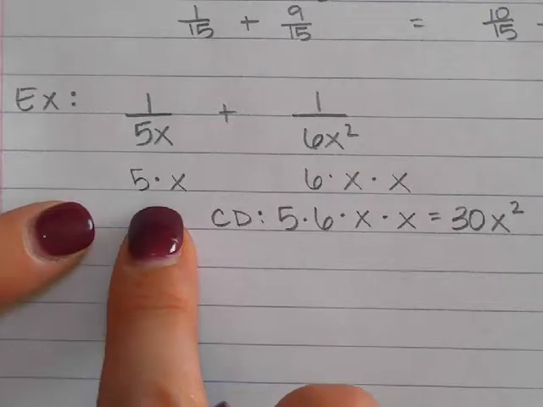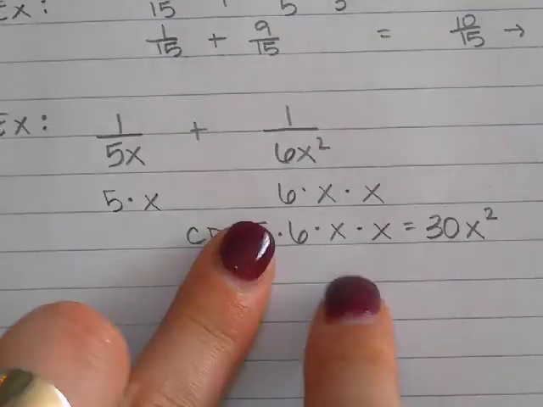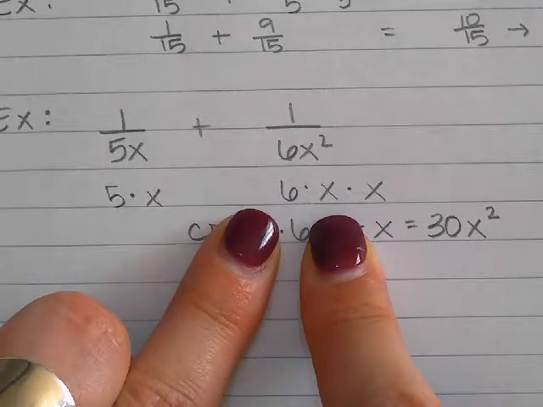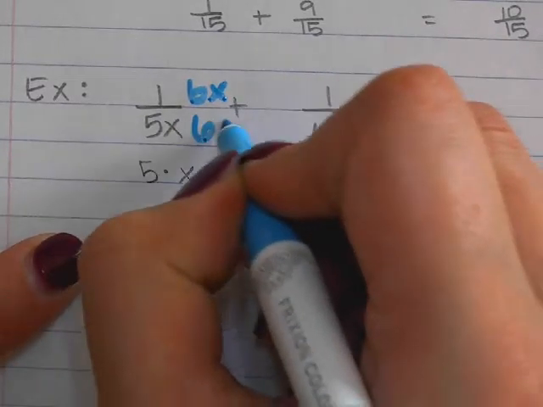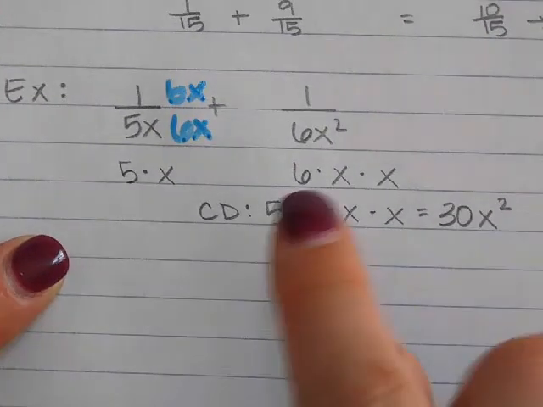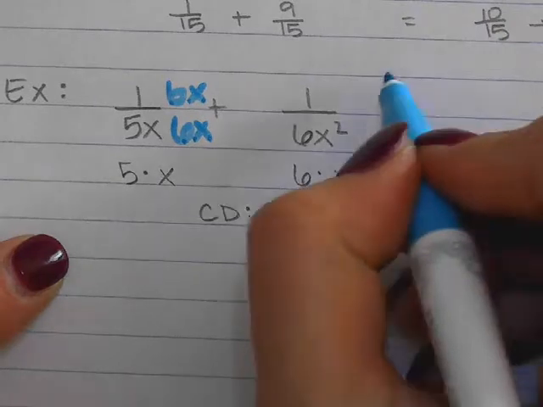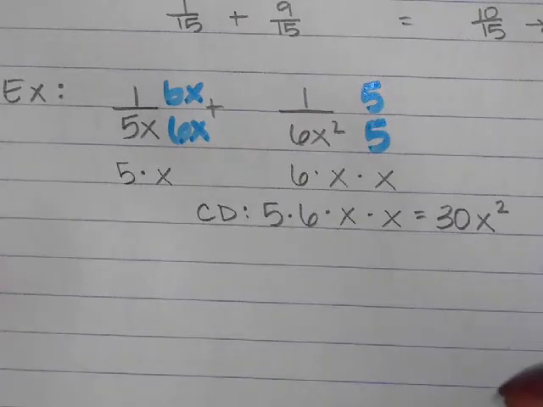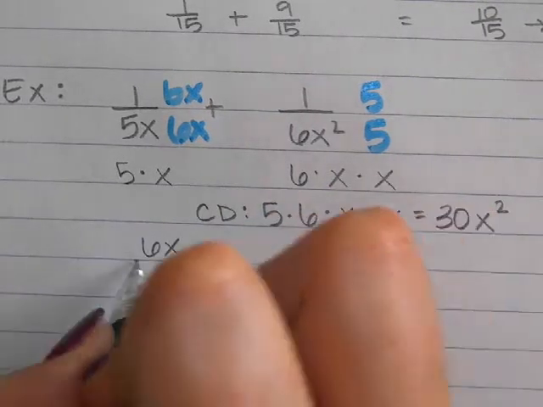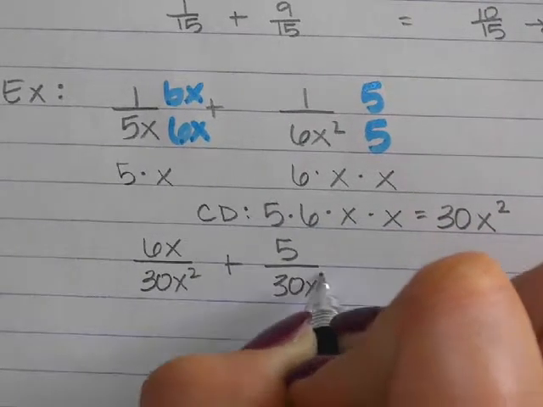So my next step is to fix the fractions to make sure that they have that common denominator. My first fraction has the 5 and it has an x. What it's missing is a 6 and another x. So I'm going to multiply it by 6x on the top and 6x on the bottom. The second fraction has a 6, an x, and an x, but it's missing the 5. So I'm going to multiply by 5 on the top and the bottom. So at this point I have 6x over 30x squared plus 5 over 30x squared.